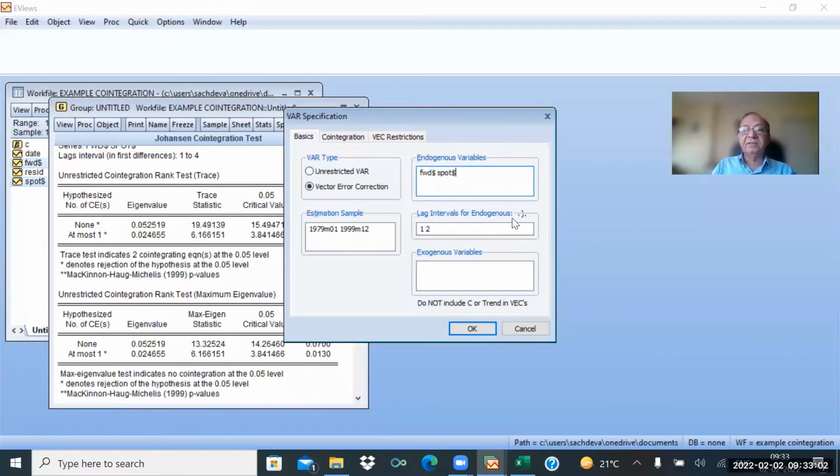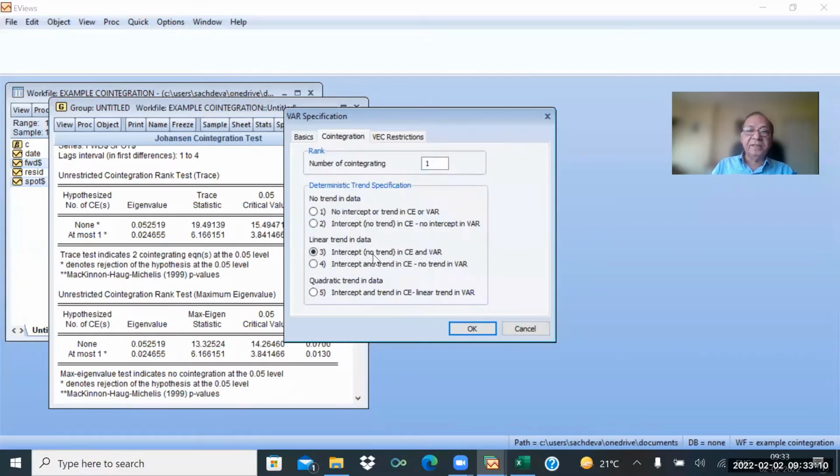So lag intervals for endogenous variables, let lag be 1 or 2, and you say okay. So let us see. And cointegration. Now cointegration, again you'll have to decide it. It is intercept in cointegration VAR, no intercept.